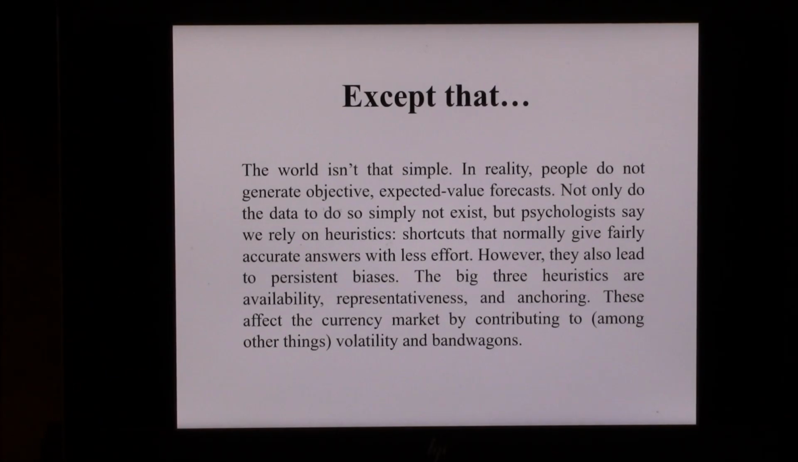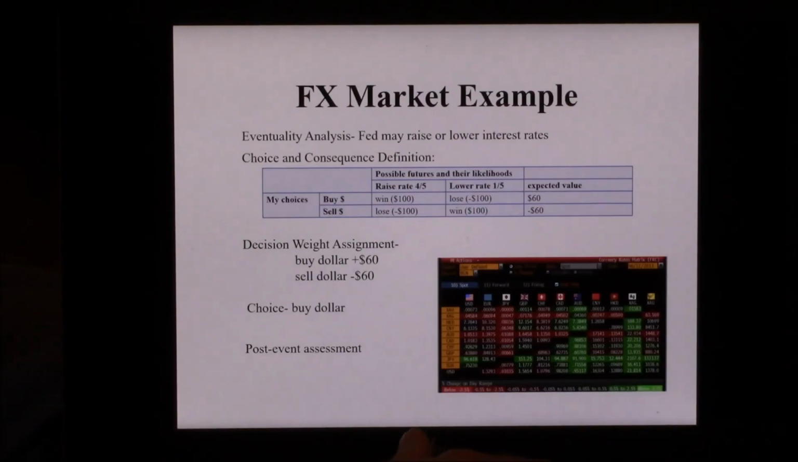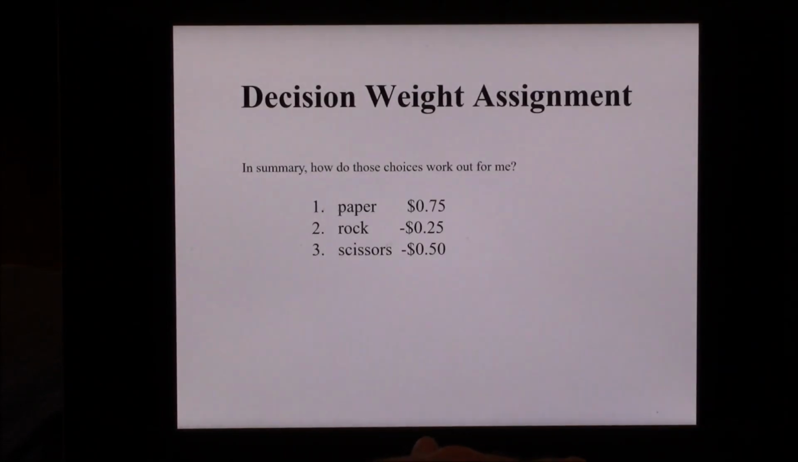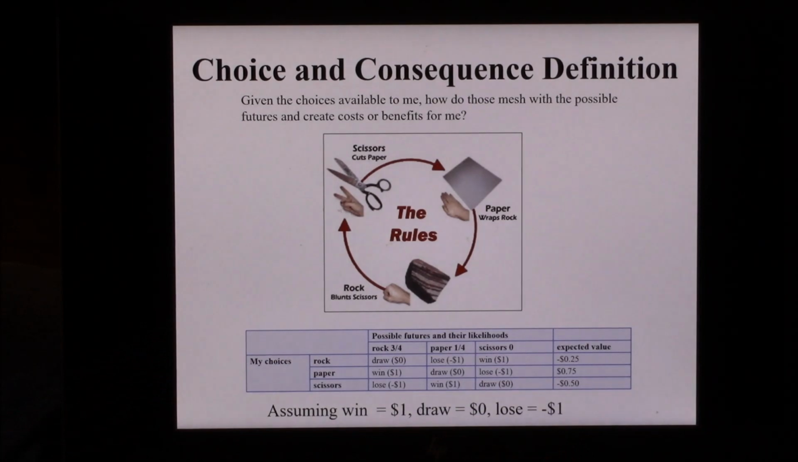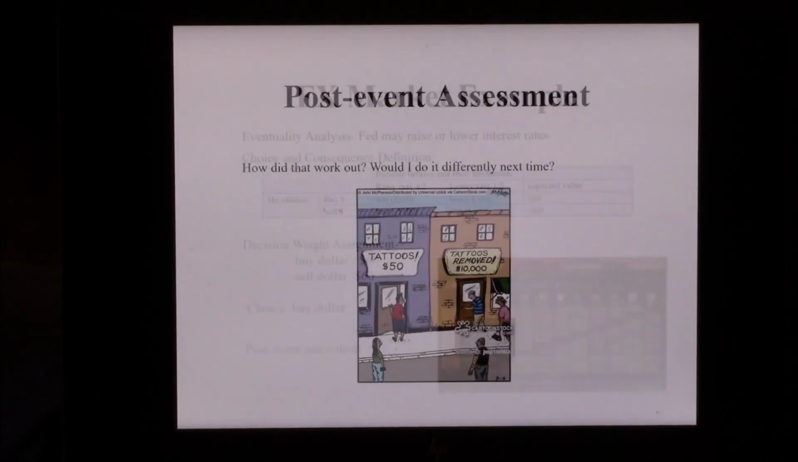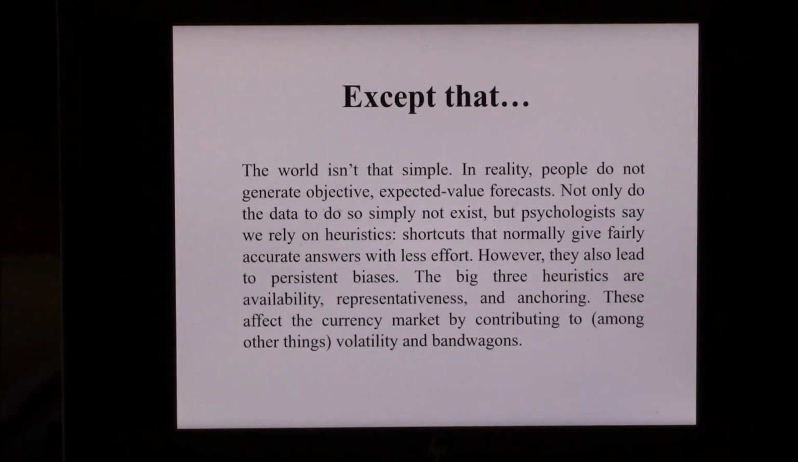All right, except that the world isn't like that. Okay, so here it starts to get fun. In reality, people do not generate objective expected value forecasts. So what I did over here was very objective forecasts, with 3/4 of this, 1/4 of that, and so on. People don't really do that, and they're unable to. Remember what I said about risk versus uncertainty? A risky world would permit that. An uncertain world does not, because you don't have all the information. So they don't generate objective expected value forecasts.